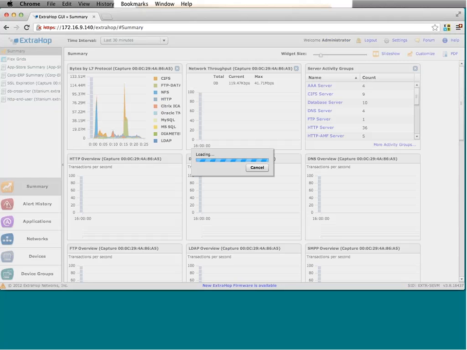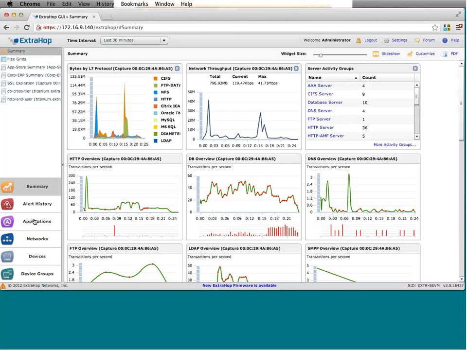Now, we analyze that data and present it to the user according to three sort of broad categories. We have our reporting and visualization views. This summary screen is an example of that, but we also have custom reporting, flexible UI configuration, scheduled reports, that sort of thing. So that's the first category.